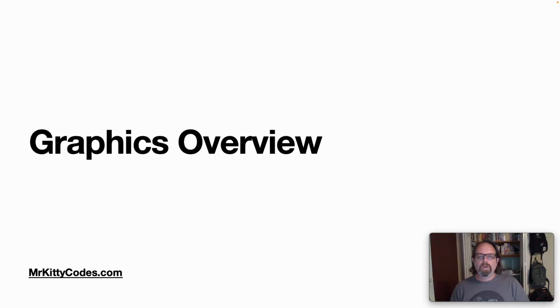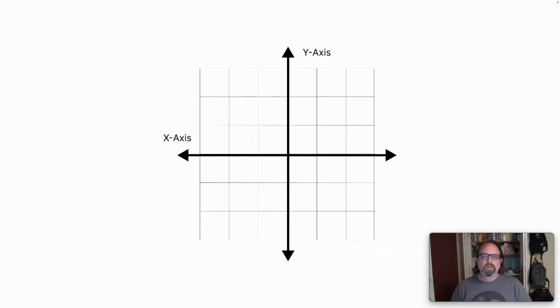Alright, welcome to this graphics overview. If you remember from math, there is basically an XY axis or a grid. This is the plane that you would be doing your drawing on. The x-axis goes left and right, and the y-axis goes up and down. If you start at the very center, that's called the origin.